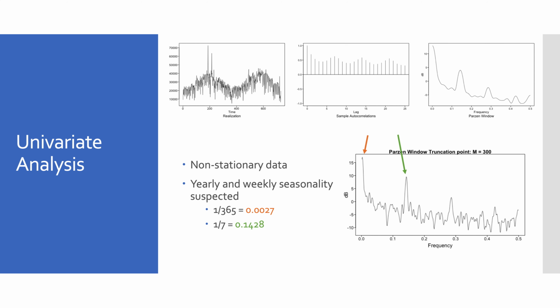So I suspect both yearly and weekly seasonality because we can see in this more granular spectral density plot that the 1/365 frequency is present, as well as a 1/7 frequency. We also have higher autocorrelations at 7, 14, and 21.